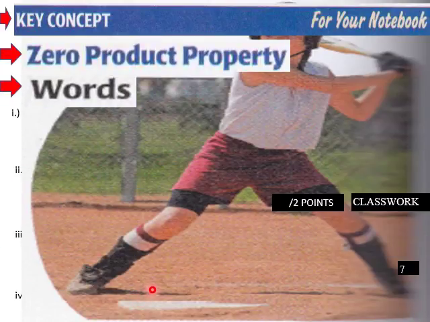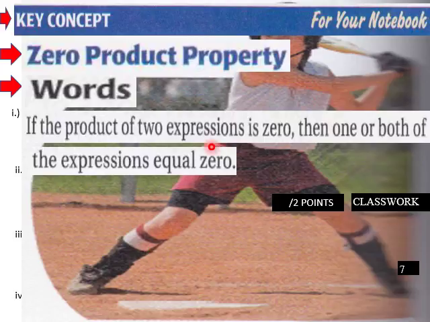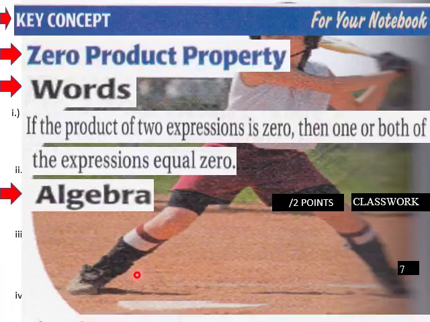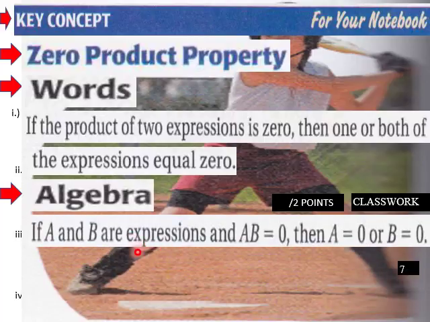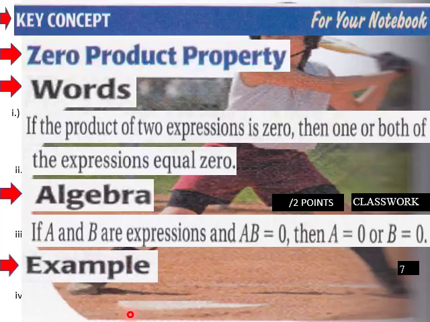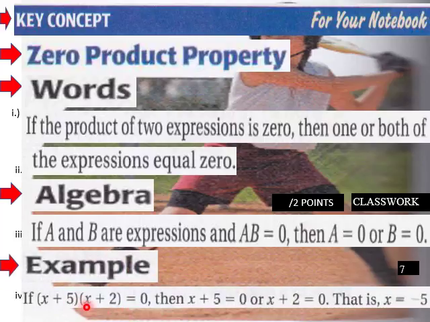Okay, zero product property. In words: if the product of two expressions is 0, then one or both of the expressions equals 0. For the algebra: if a and b are expressions and ab equals 0, then a equals 0 or b equals 0. For example, if x plus 5 times x plus 2 equals 0, then x plus 5 equals 0 or x plus 2 equals 0. That is, x equals negative 5 or x equals negative 2. So we know that much to get a 0 as a product of these two factors.